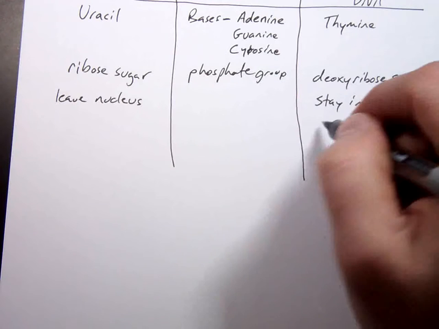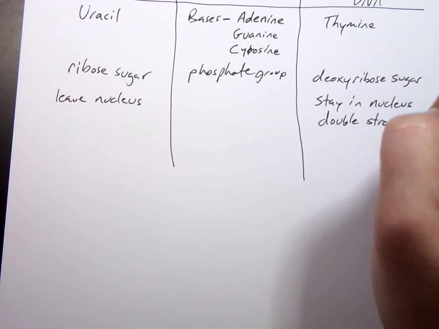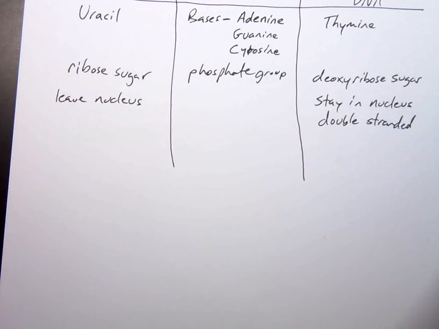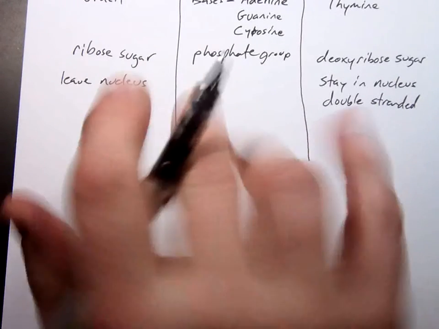DNA is double-stranded. Like getting a flat tire and running out of gas. You're double-stranded. See what I did there? Okay. Then you got RNA, which is going to be what? Single-stranded.